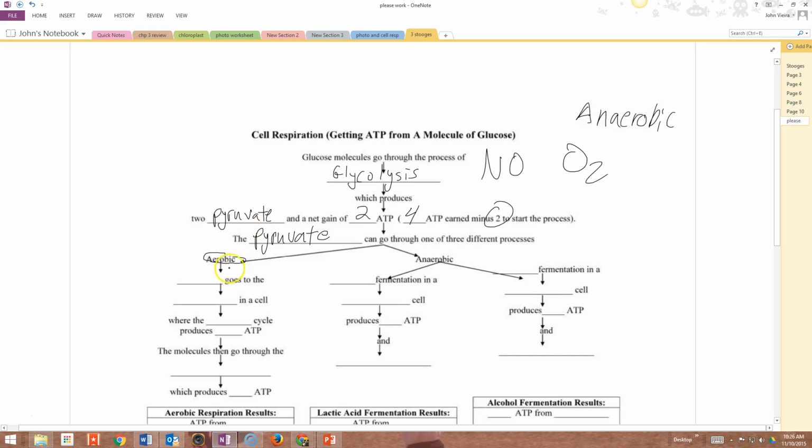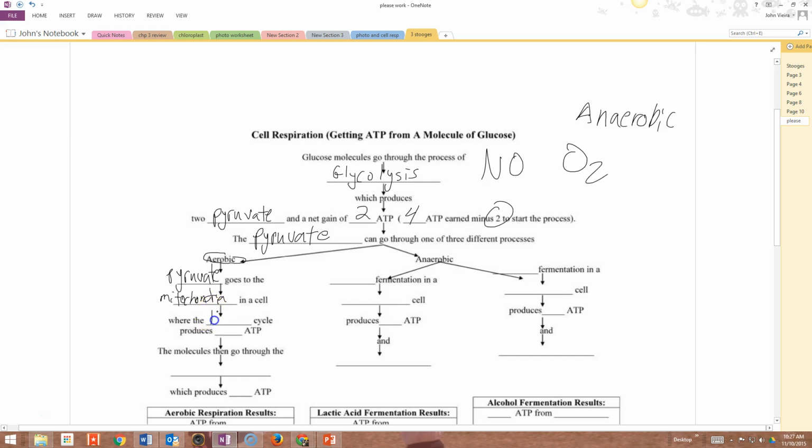But if we do have oxygen, we can go through aerobic, where the pyruvate goes into the blank in a cell. What organelle does the pyruvate go to if we have oxygen? The mitochondria. There we go. Mitochondria.